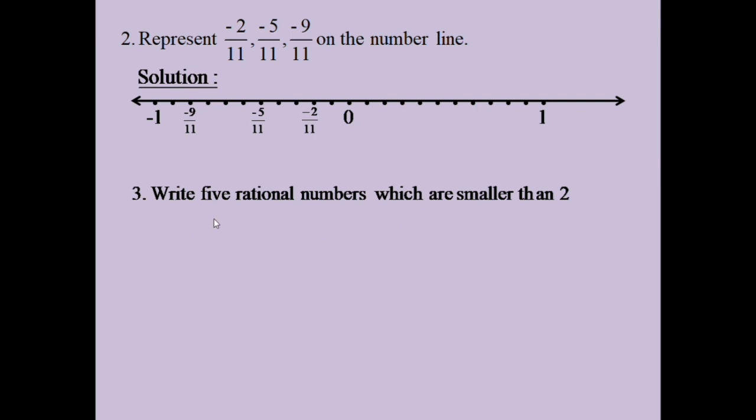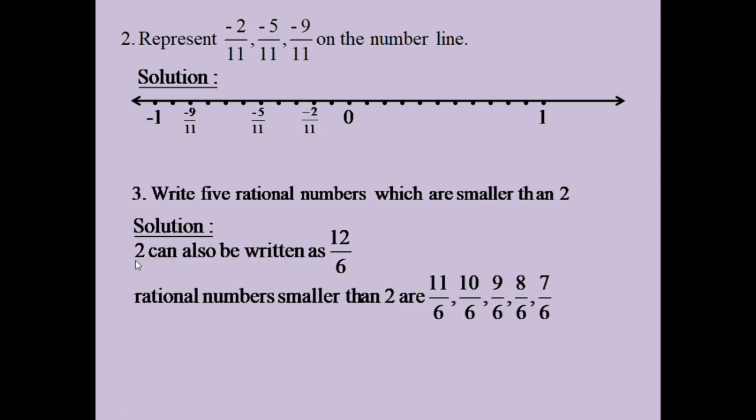Next one, write 5 rational numbers which are smaller than 2. Smaller than 2, okay? 2 is nothing but 2 by 1, right? So 2 can also be written as 12 by 6. I have multiplied 2 by 1 into 6 by 6. So I got the answer as 12 by 6. Rational numbers smaller than 2 are the numbers which are less than this value. So the answer is 11 by 6, 10 by 6, 9 by 6, 8 by 6 and 7 by 6.